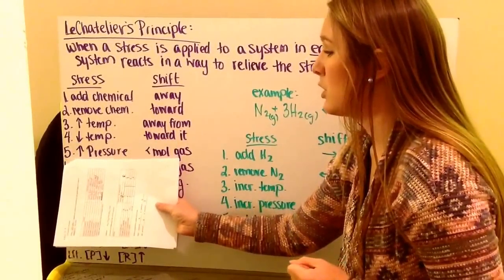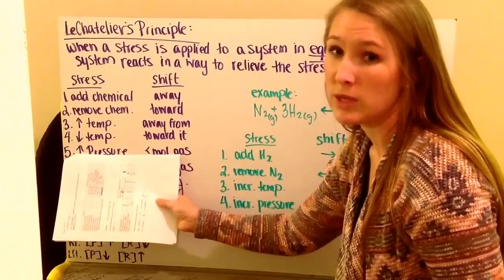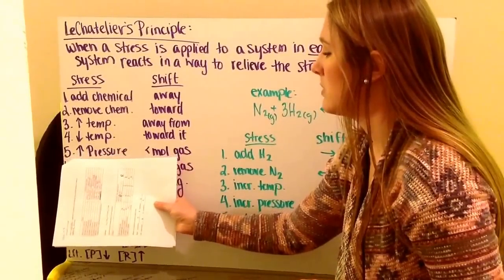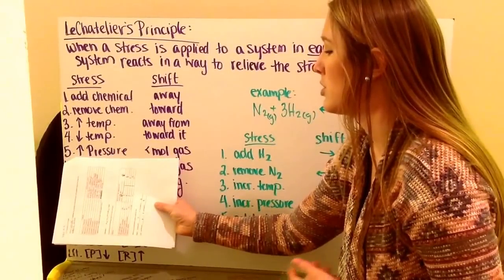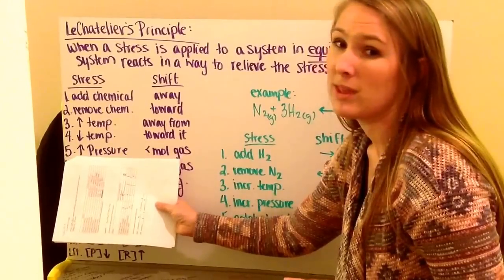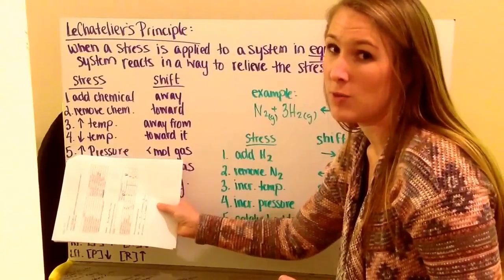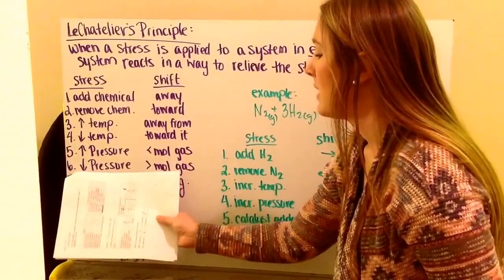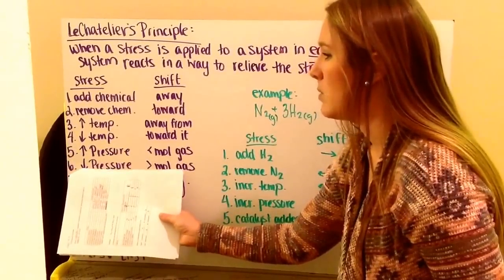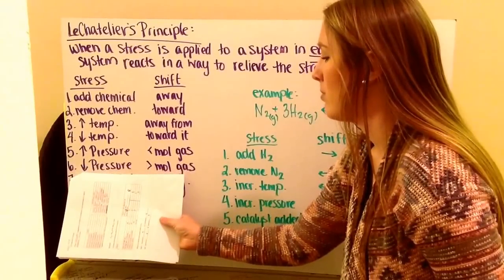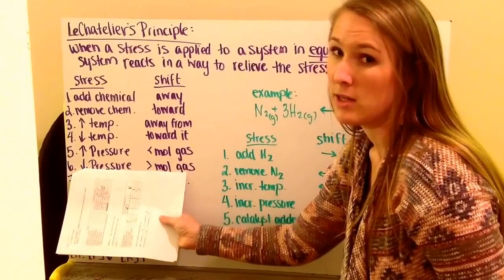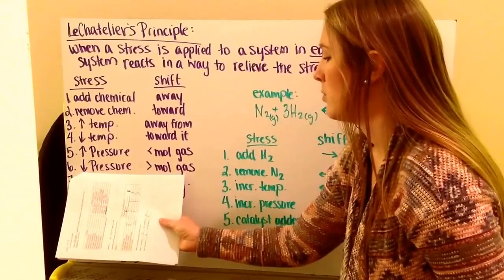If I increase my pressure, this deals only with gases. If I increase my pressure, my equilibrium is going to shift towards the side of reaction with less moles of gas. Therefore, there's going to be less interactions there. It'll be a happier state. If I decrease my pressure, my equilibrium is going to shift towards the side with more moles of gas because there is now more area for it to move around.